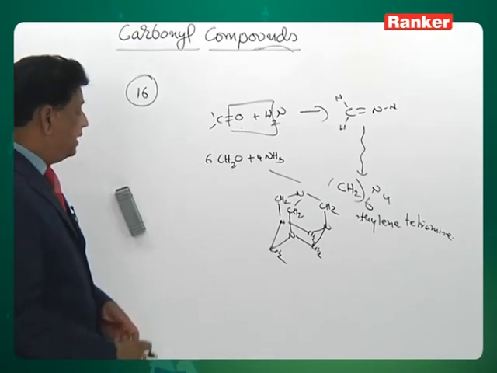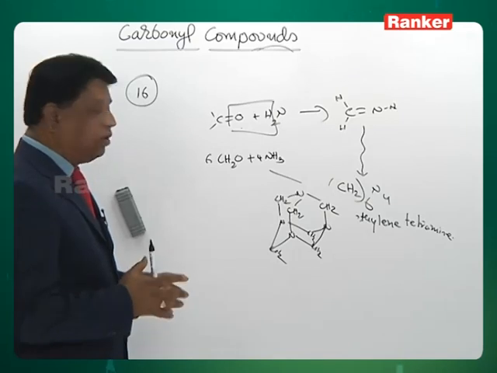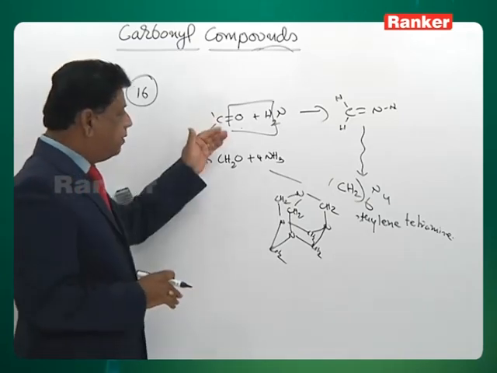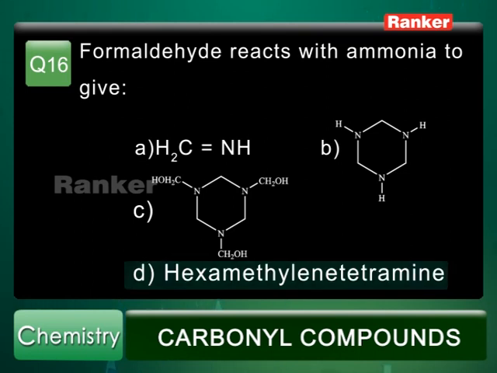Commercially it is used as a diuretic medicine under the name urotropin. Has got lot of applications. It's a smaller polymerized product known as hexamethylene tetramine. So answer goes to the D.